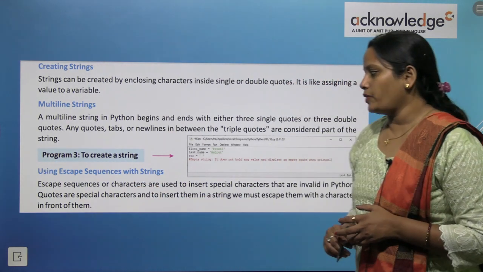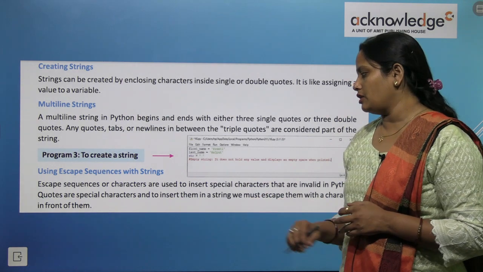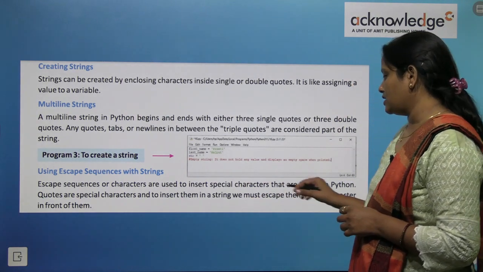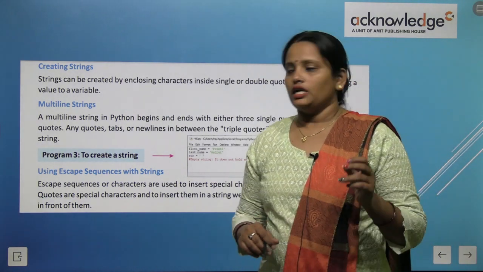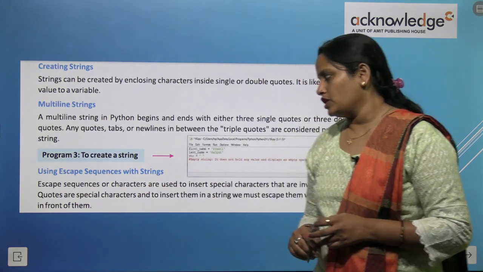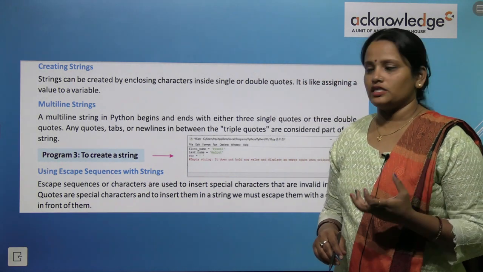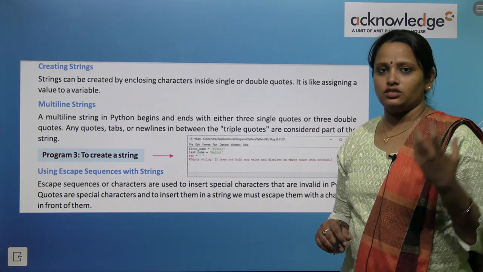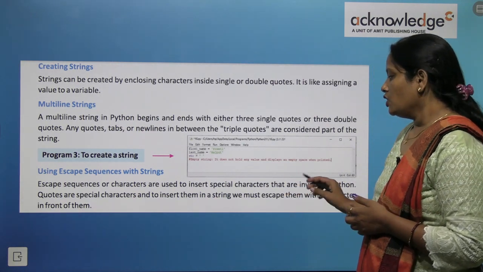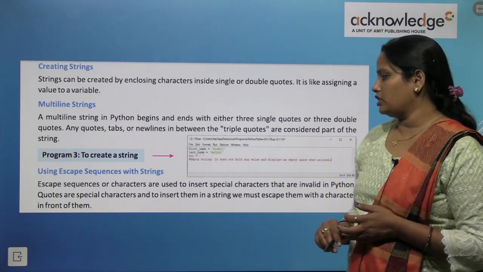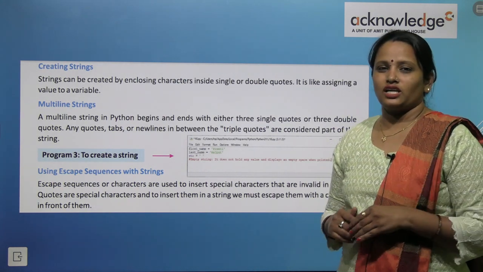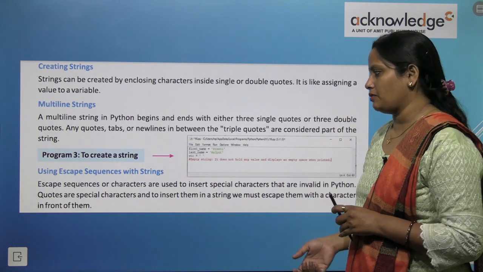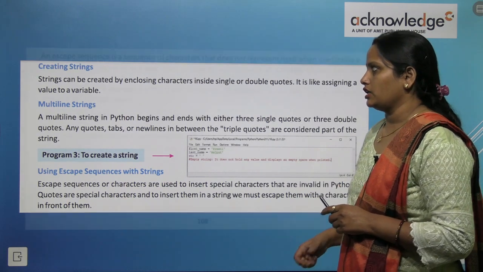Quotes are special characters and to insert them in a string, we must escape them with a character in front of them. So quotes जो है स्पेशल टाइप के कैरेक्टर्स होते हैं and to insert them in string में उन्हें इंसर्ट करने के लिए we must escape them with a backslash character. So इन्हें जो है backslash character के साथ escape करने के लिए use किया जाता है.